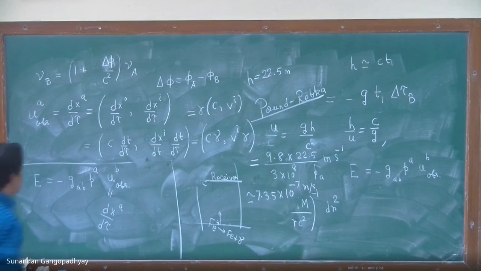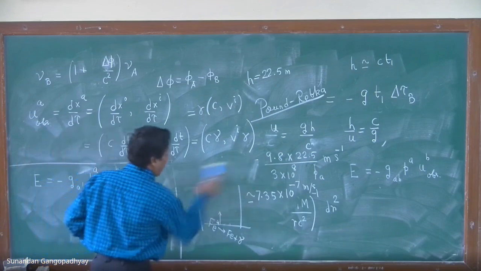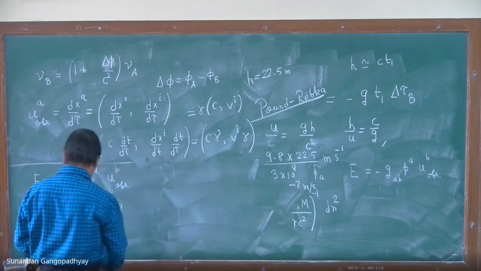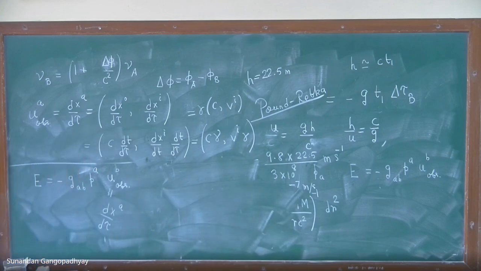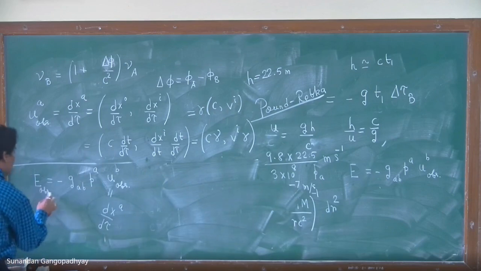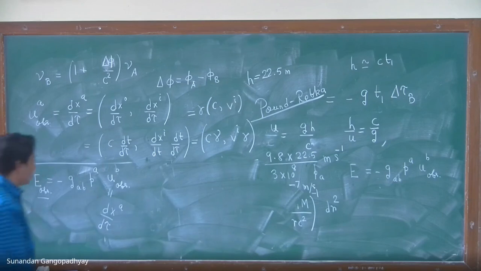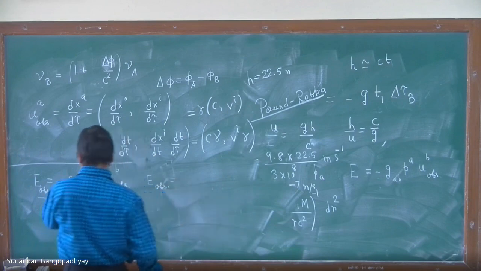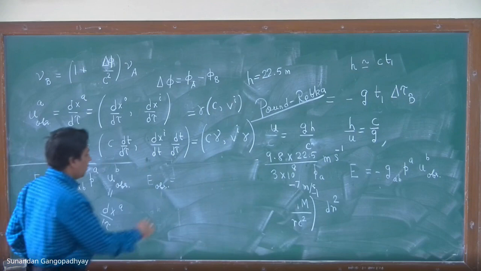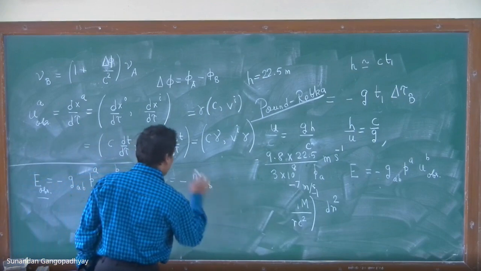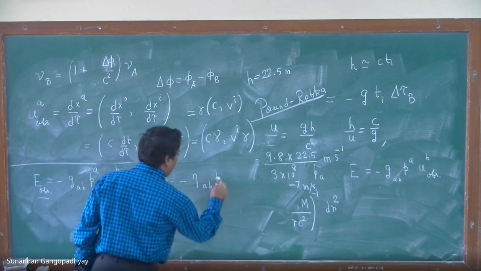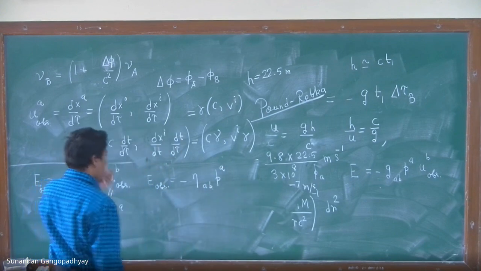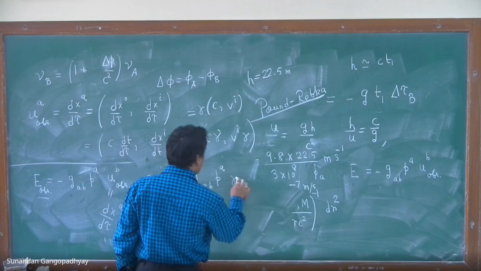Now in flat space time, this is E observer, the energy of this particle with 4-momentum p_a as measured by an observer. So E observer in flat space time, where g_ab is eta_ab, is equal to minus eta_ab p^a times u^b, where u is gamma c.